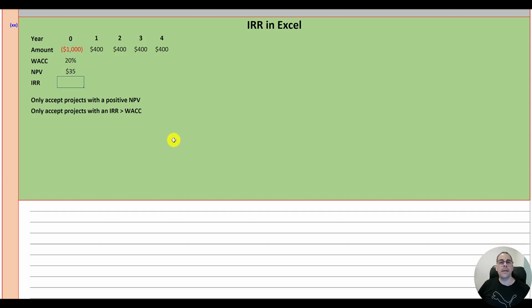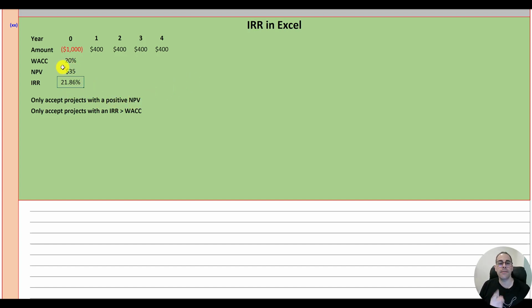Internal rate of return is even easier. Equals IRR, then just choose all the numbers, and you see it's 22%. If I bring decimal out, you'll see it's exactly my number earlier, 21.86%. So the rule is only accept projects with a positive NPV.